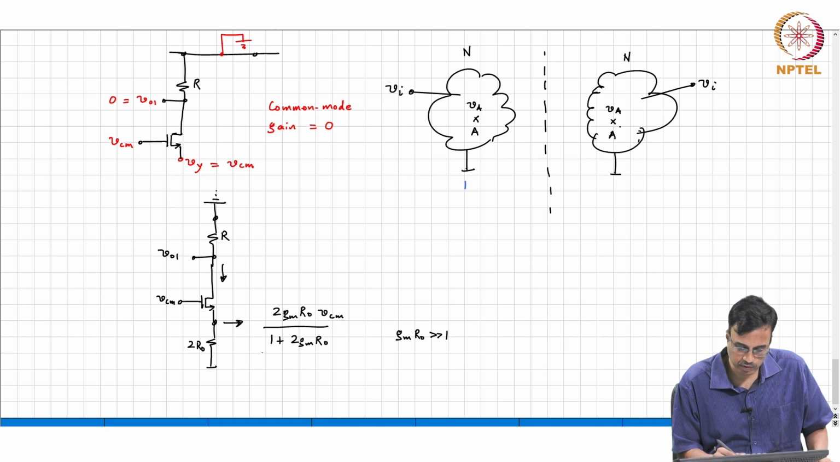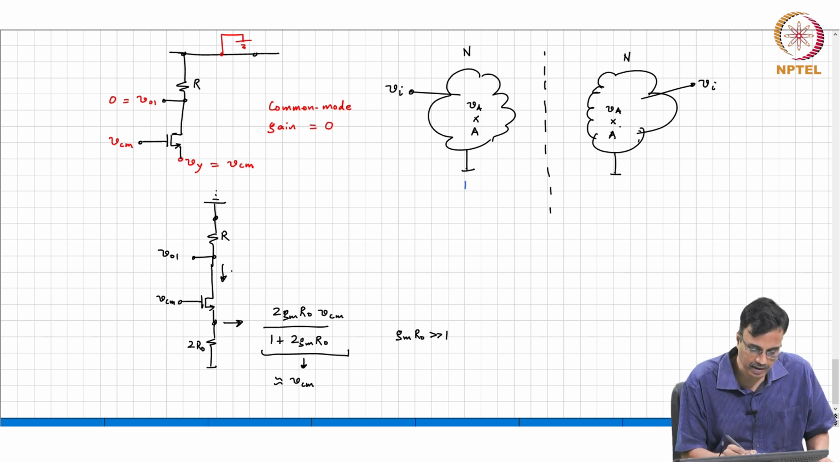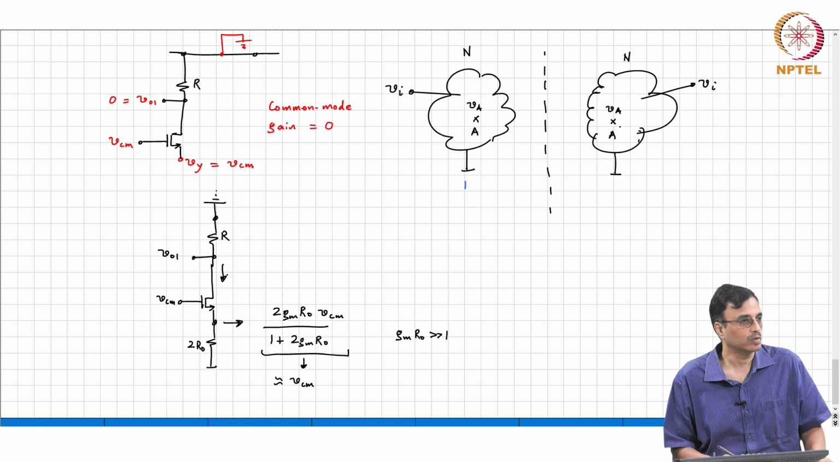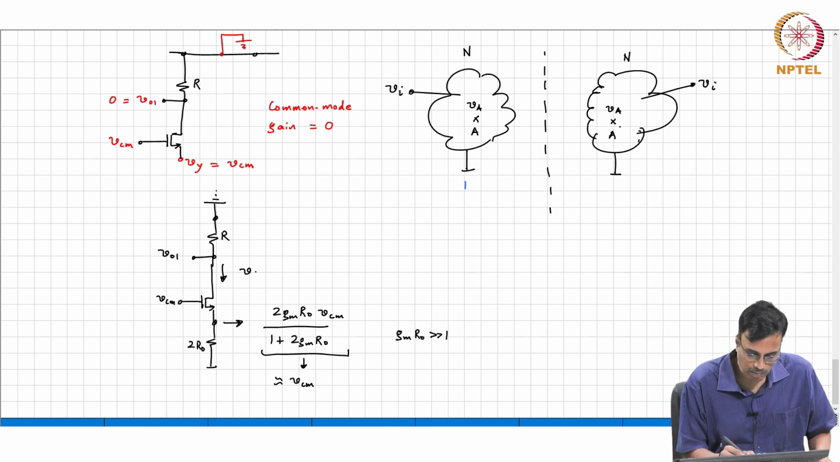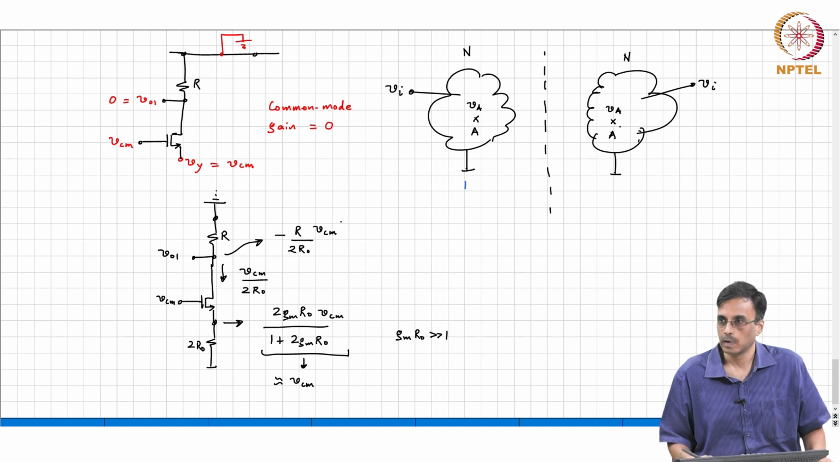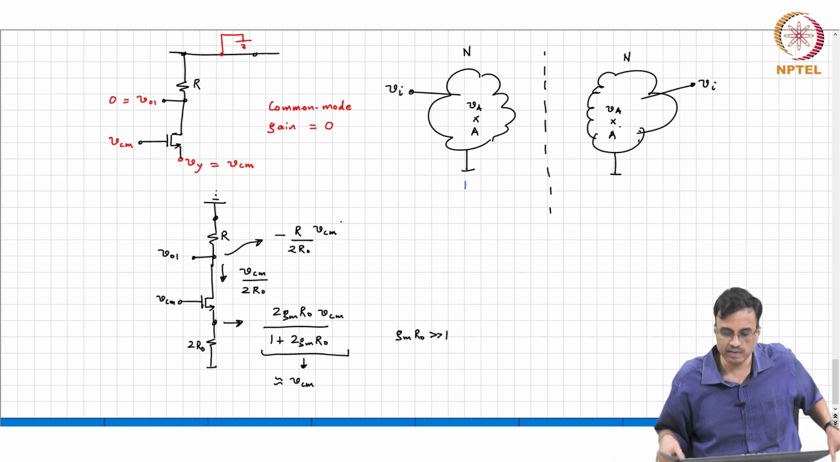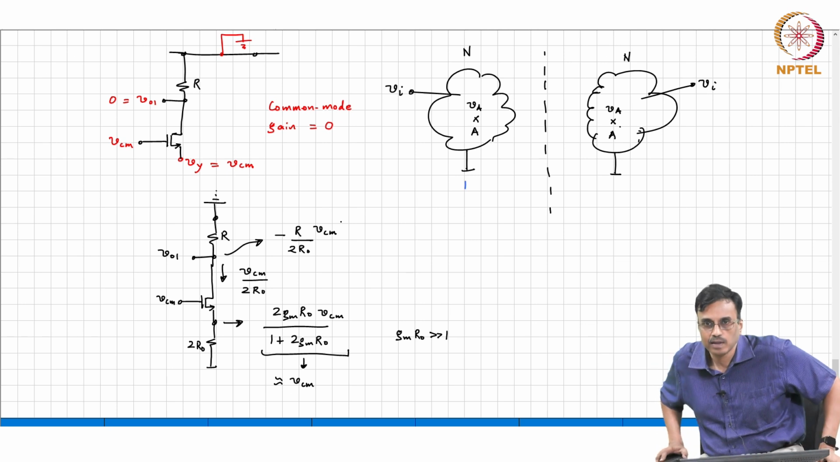So, what comment can you make about this whole expression? This is approximately VCM. So, what current will flow through the transistor? VCM by 2 R naught, very good. What comment can you make about the incremental voltage there? Therefore, VO1 is minus R over 2 R naught times small VCM. Okay. So, what is the bottom line? This is the analysis. What does this mean? What is this telling us?